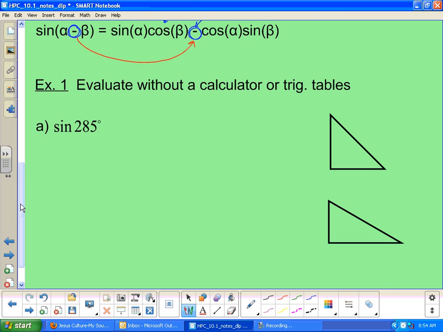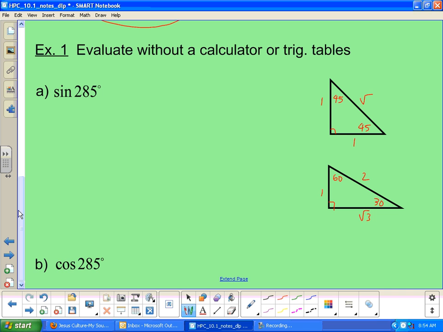So a little refresher, put our angles in here. There's our 45, 45, 90. Here's our 30, 60, 90. And the appropriate relationships between their sides. So what would we get, again, without a calculator or our trig tables, how do we find the sine of 285?